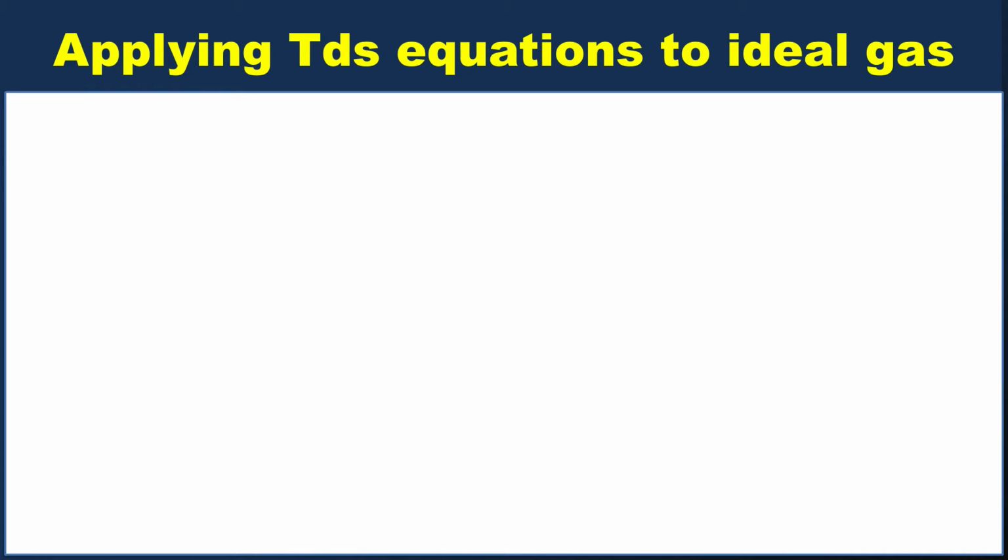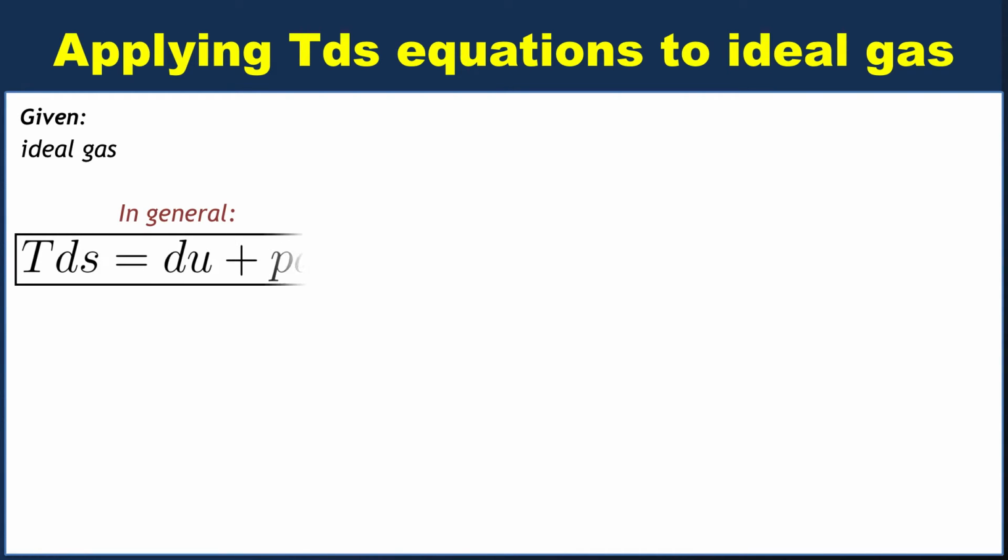Let's apply the TdS equations to an ideal gas. You may have already gotten practice with part of this problem on a worksheet, but we want to go through the whole thing in detail. So imagine that we're given an ideal gas. In general, one of the TdS equations that applies is, of course, TdS equals du plus PdV, everything lowercase except the temperature.